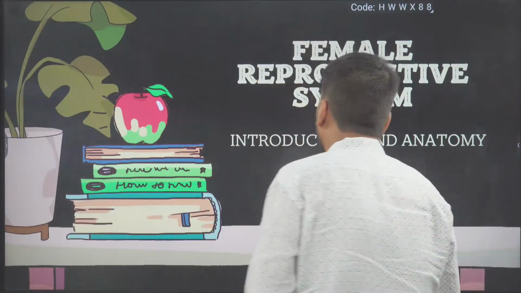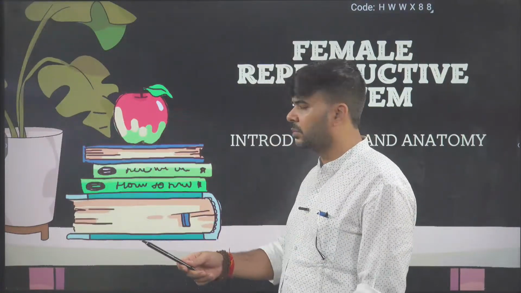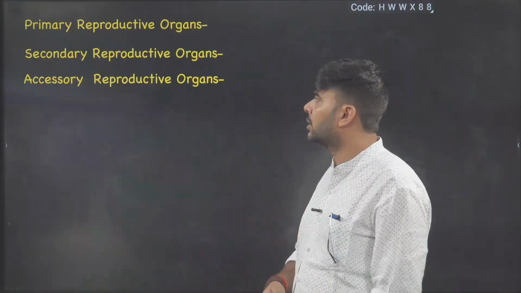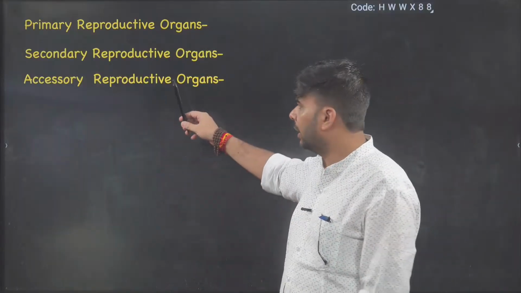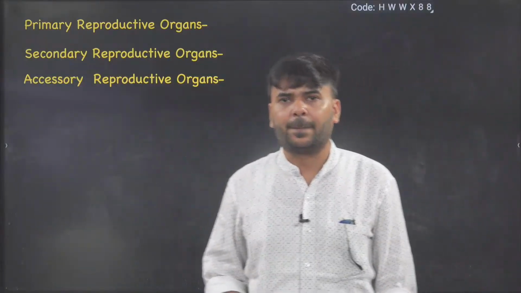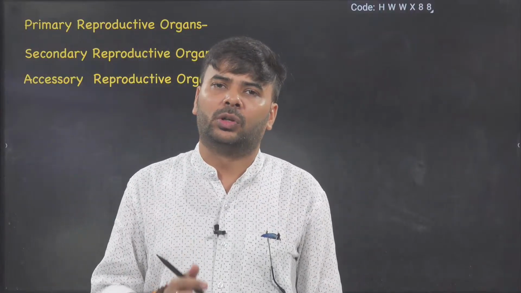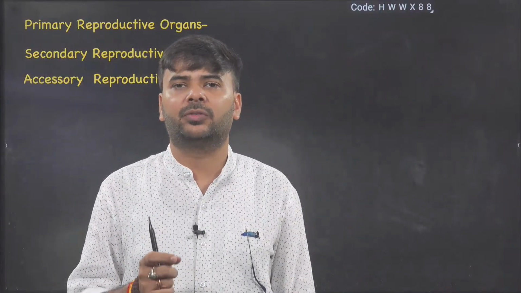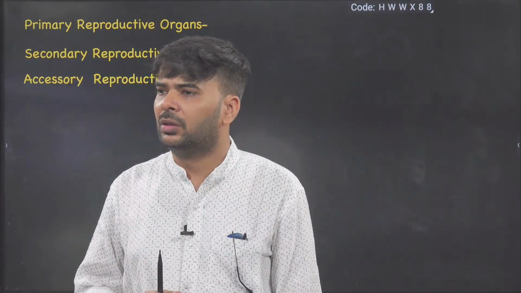Okay. Chal. So female reproductive system. Female reproductive system we were discussing last class. Again I'll start. Primary reproductive organ, secondary reproductive organ, and accessory reproductive organ. Primary reproductive organs are those organs responsible for gamete formation. Gamete formation it is called.